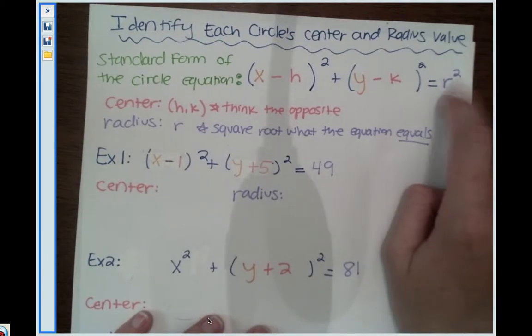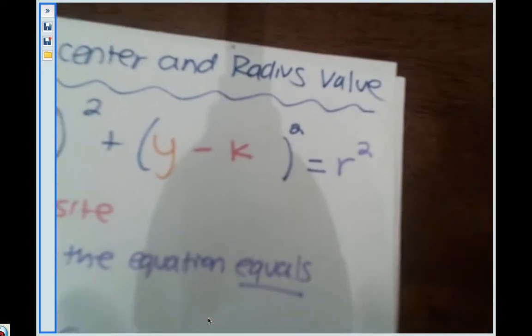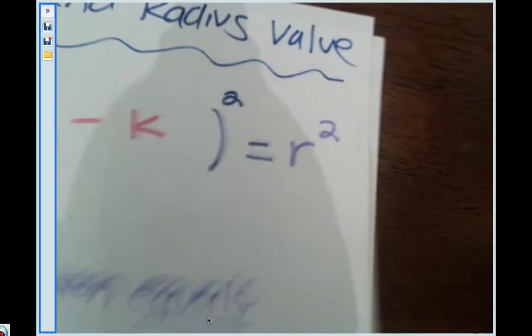Okay, also the r in our equation is the radius, but you have to be careful. This is r squared. Look at it. R squared. This equation does not equal r.